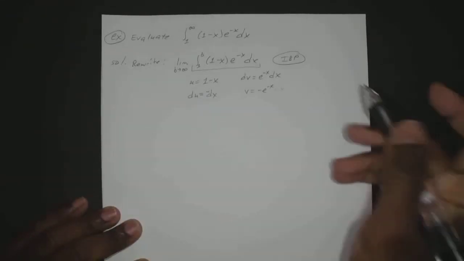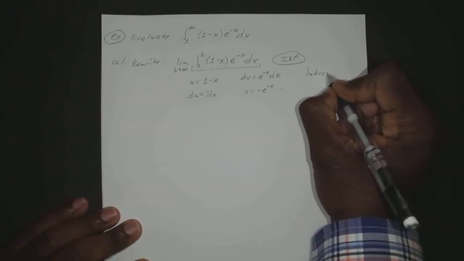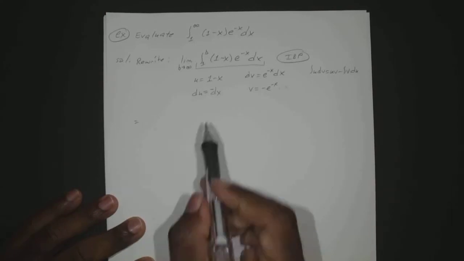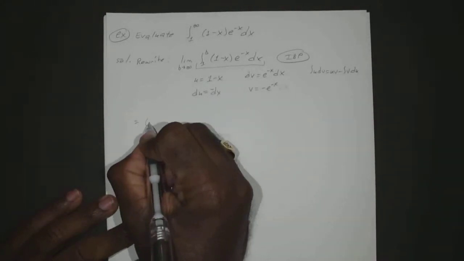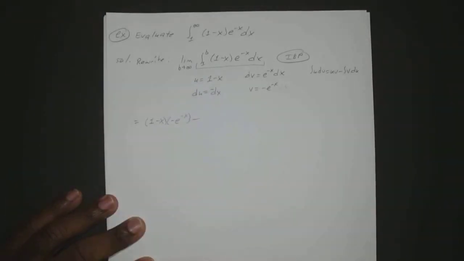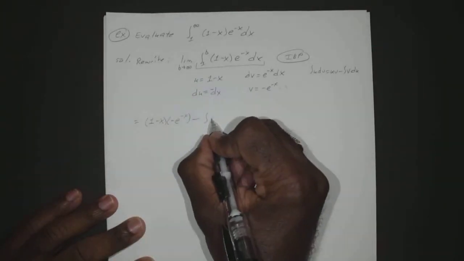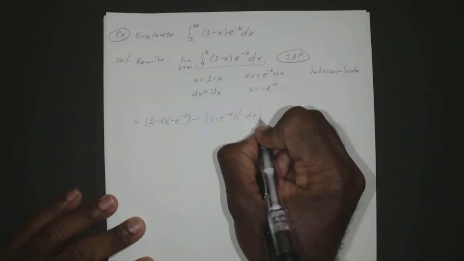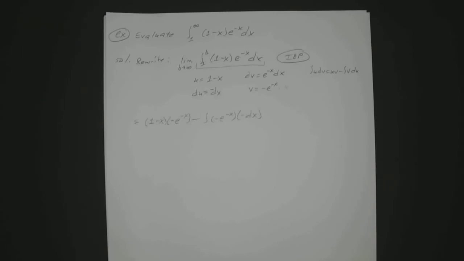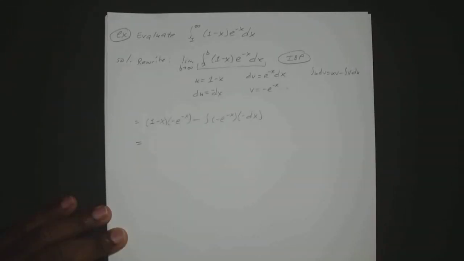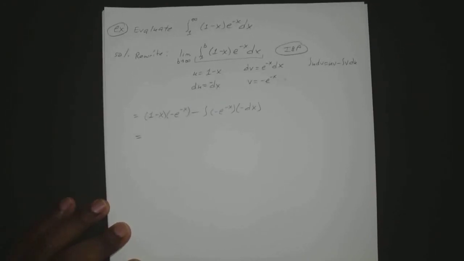All right, so we know the integral of u dv equals uv minus the integral of v du. So this is going to equal our uv, which is 1 minus x times negative e to the negative x, minus the integral of our v, negative e to the negative x, du, which is negative dx. I'm just kind of integrating it first, then I'm going to add that at the end, because that will get really tiring writing over and over.